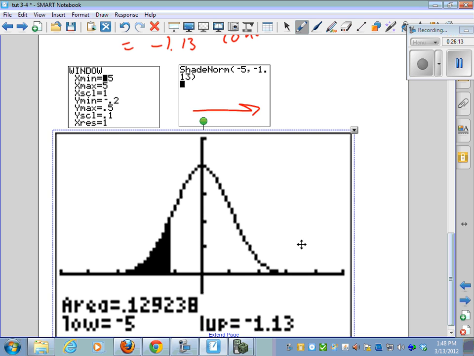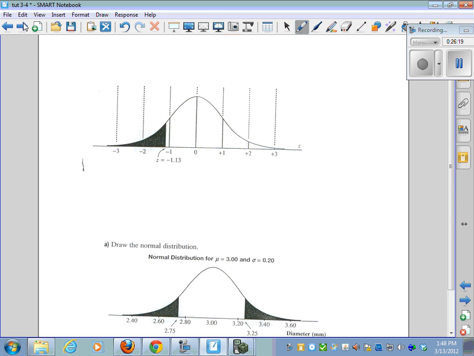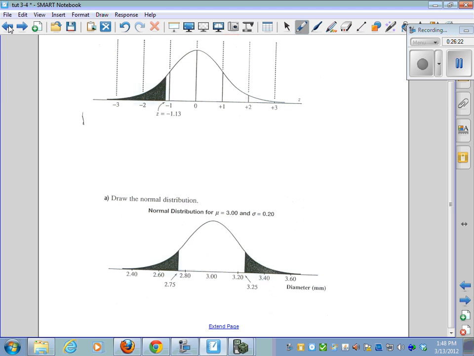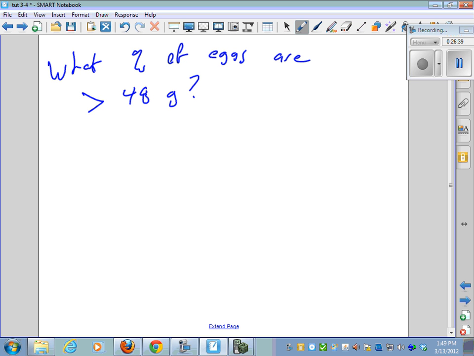Okay, so I'm going to give you another question to do. You're going to try this. Here it is right here. Okay, here's the question I want you to do. What percent of Cadbury mini egg bags are greater than 48 grams? Give that a whirl. Follow the steps.